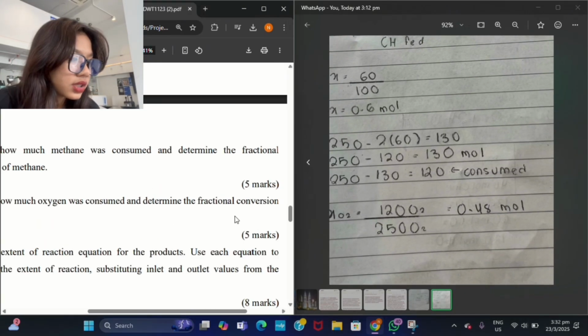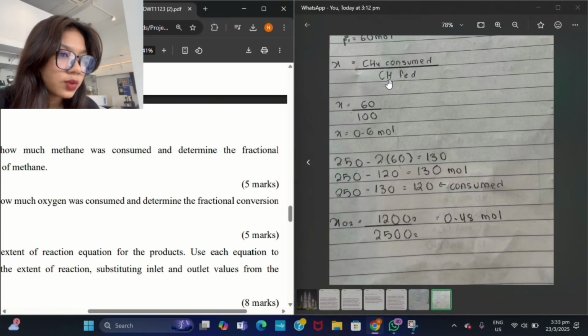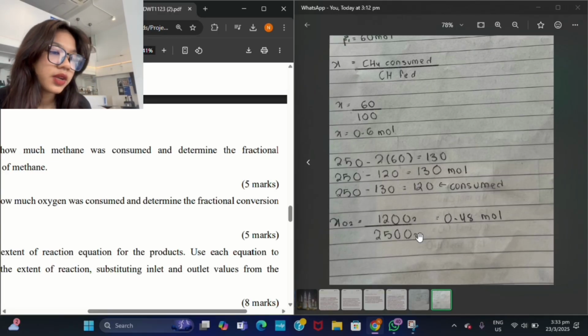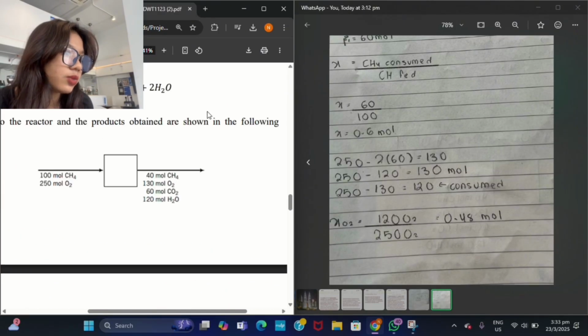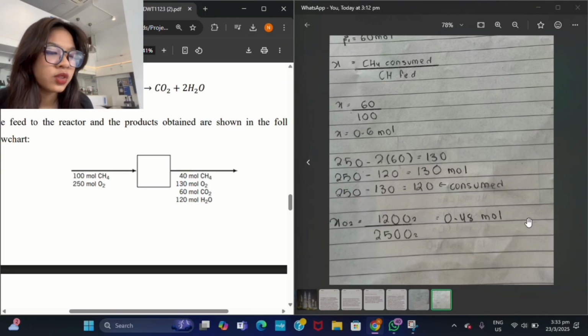Nak kita kira fractional conversion. So fractional conversion tadi kita tahu dia punya formula, that consume dekat feed. Consume dia 120 and then we need to divide with 250, dekat bahagian feed. Dia kat sini you boleh tengok 250 bahagikan and you're going to get 0.48 for O2.